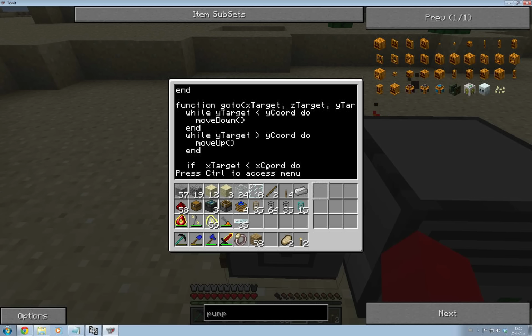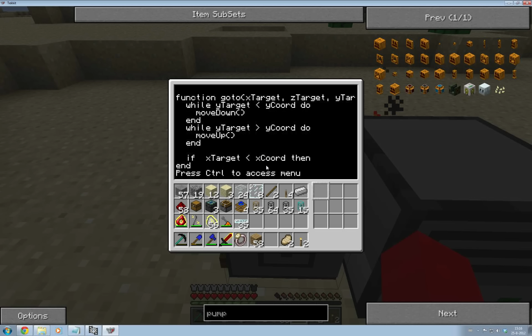Actually, let's do an if-then. Right, so the reason we're going to do an if-then, rather than a while loop again, is because we don't know which direction we're facing at this moment. Well, actually we do, we can look it up. But we don't know if we're facing the right direction.